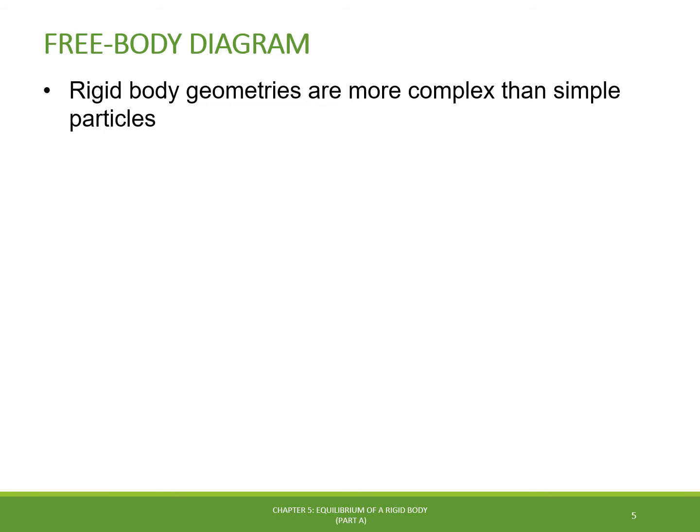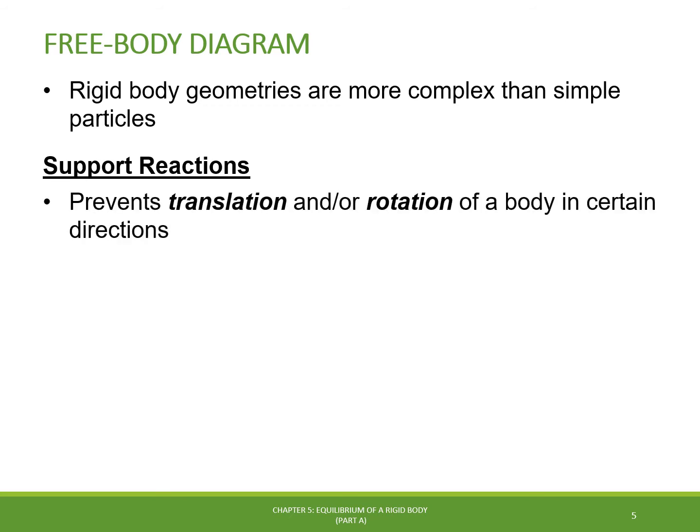But before talking about how to draw a free body diagram for 2D problems, we have to consider first the different types of reactions that occur at supports and points of contact between rigid bodies when subjected to loads. As a general rule, a support prevents the translation and/or rotation of a body in a given direction by exerting a force or a couple moment on the body in the opposite direction.